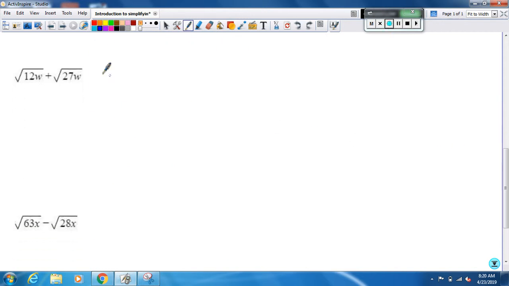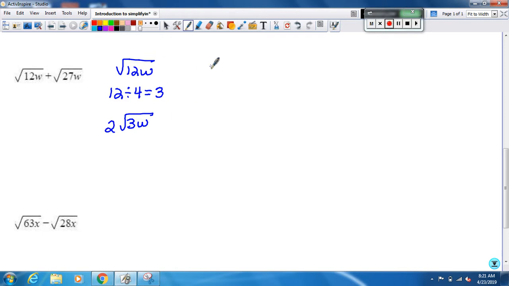Okay, 12 square root of 12w. We can do 12 divided by 4. 12 divided by 4 is 3, so the 3 goes under the radical, and we have a w as well. Since you divided by 4, square root of 4 is 2.